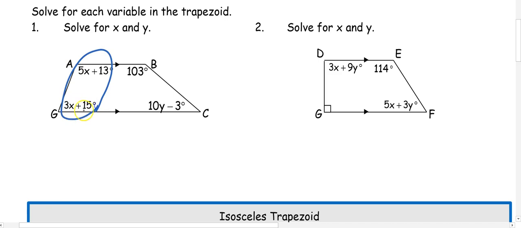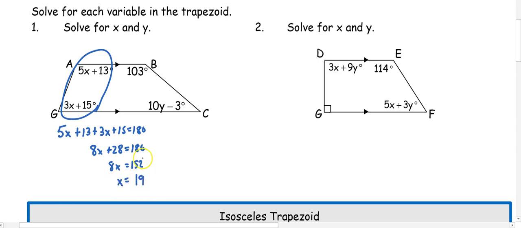A and G are touching different bases, so they're going to be supplementary, so we're going to add those together. So 5x plus 13 plus 3x plus 15 equals 180. So to solve for x, our first step is to combine like terms. So we get 8x plus 28 equals 180. Subtract 28 from both sides, and we get 152 equals 8x. And when we divide by 8, we get x is 19.